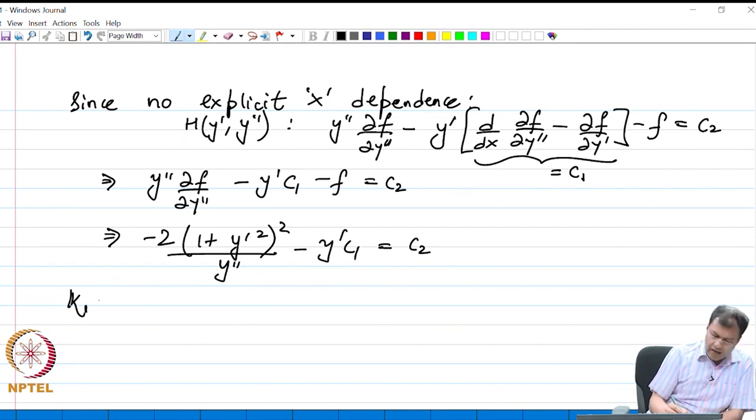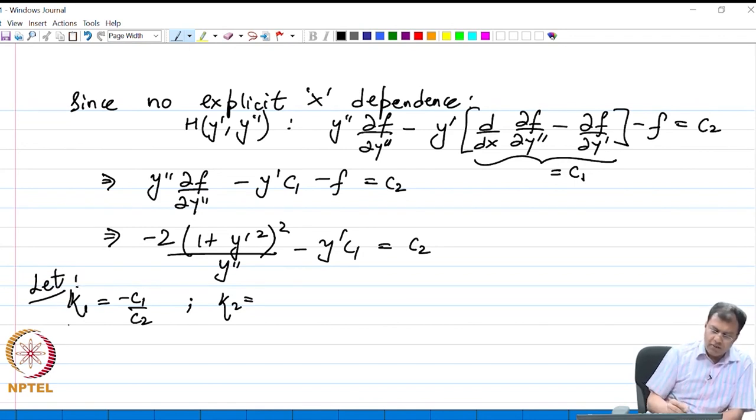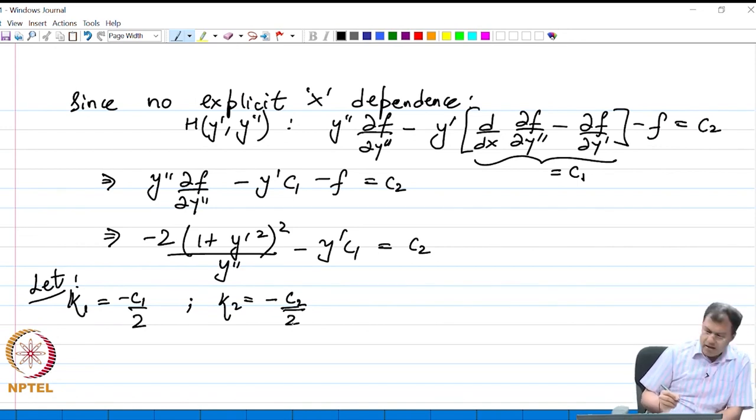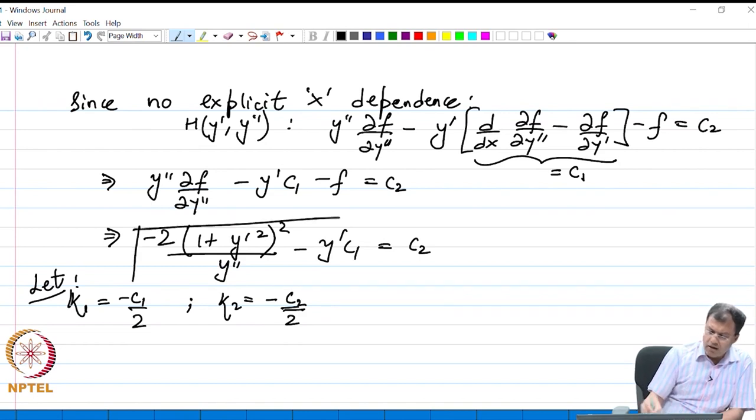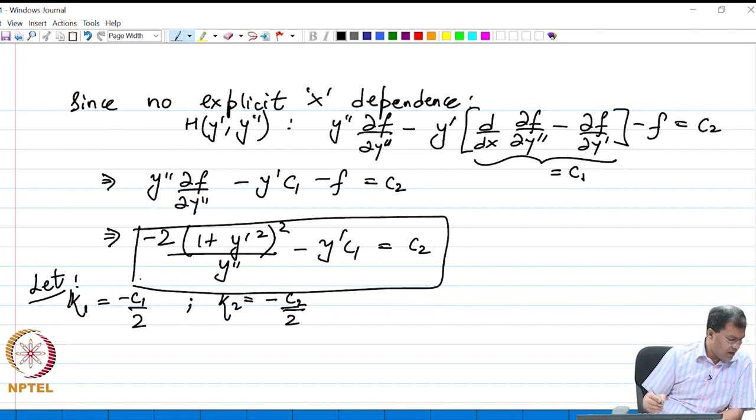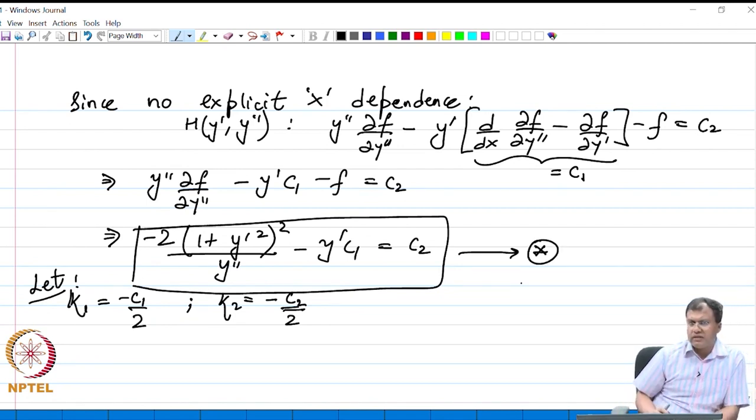Okay. So, then I am introducing two new constants. My kappa 1 is negative c1 by 2, the more convenient constant, and the second constant we can introduce, kappa 2, to be c2 by 2, right. So, let me call this equation star. This is as such not very easy to solve. The way we are going to solve it is, we are again going to solve it parametrically, or we are going to find y as a function of a parameter and x as a function of the same common parameter, and that will be our final solution, right.